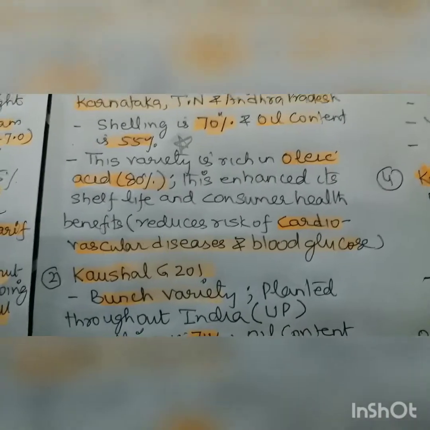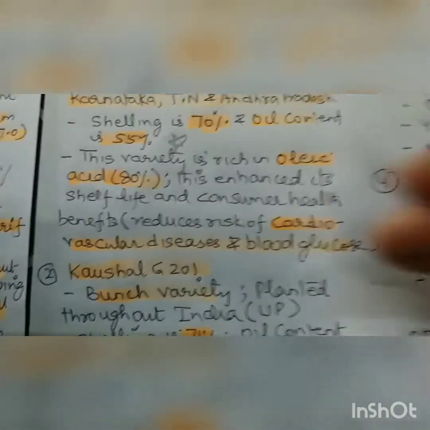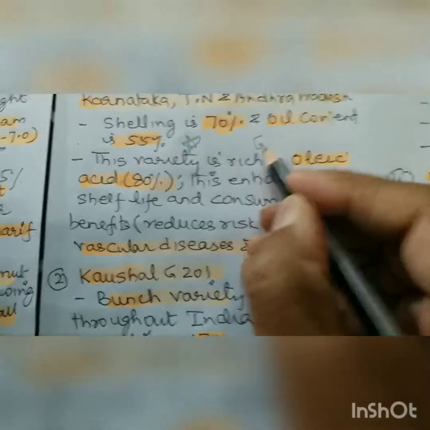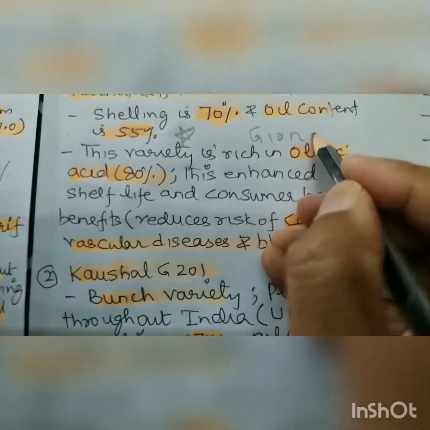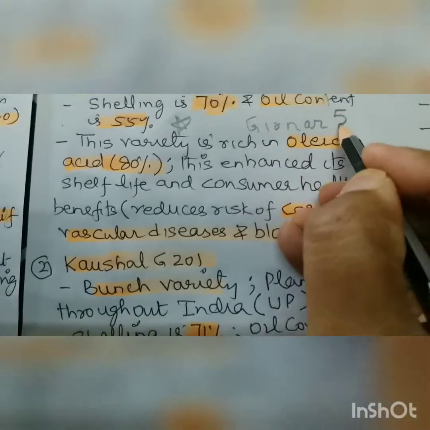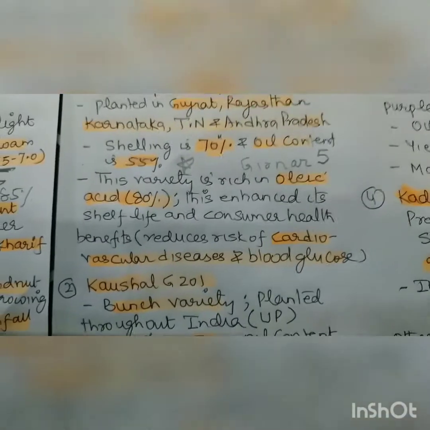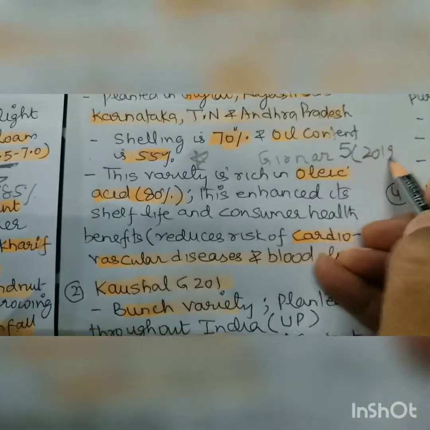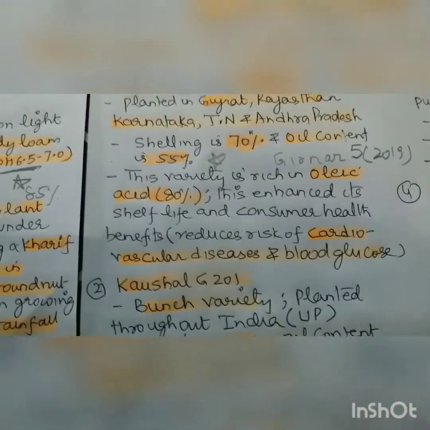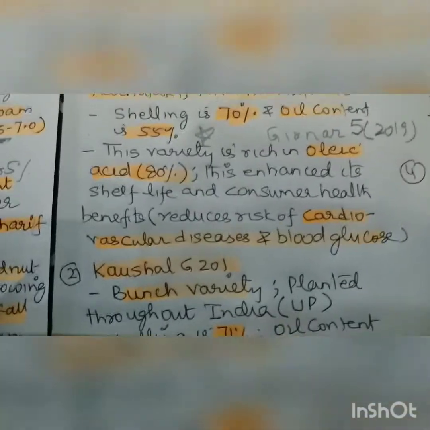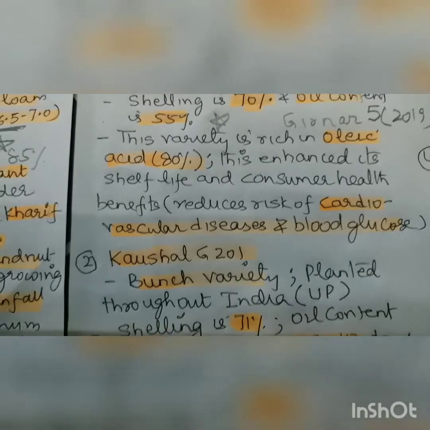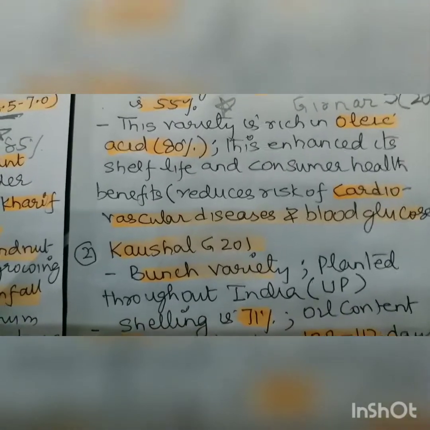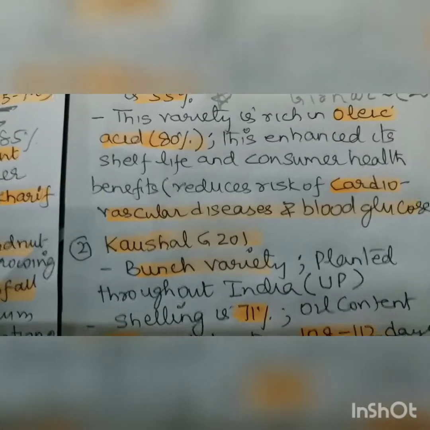Besides this, I will tell you there is one other variety, which is called Garen R5. Both are the same, the characters are the same. It is also released in 2019, and it is rich in oleic acid. Oleic acid basically enhances its shelf life, and consumer health.